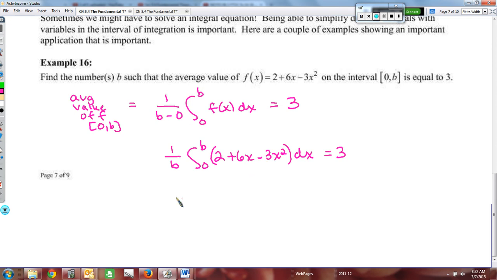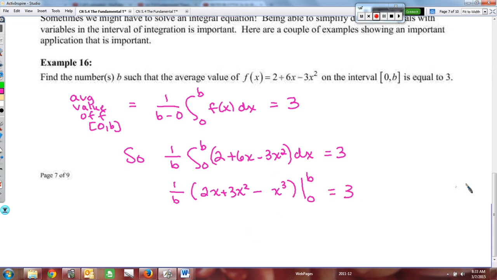The antiderivative, so I'm going to bring down my 1 over b. Maybe I'll put a bracket so we know that I'm starting my problem here. So I have 1 over b. I find the antiderivative: 2x, x squared, 6 divided by 2 would be 3, minus x cubed, oh how nice, that would just be x cubed, and we're evaluating a definite integral from 0 to b. Remember it's equal to 3, so I'm just bringing that down.